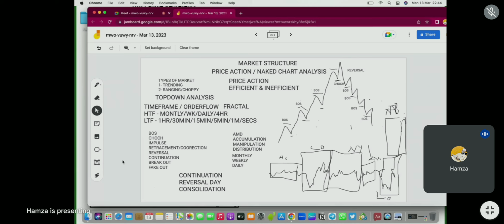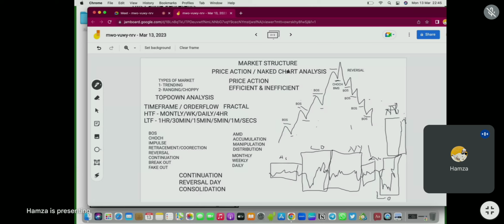Some call it BMS. Some call it SMS, shift in market structure. That's why I said language is a big problem in this industry. So you have to be very careful. So yeah, some call it CHoCH, some call it BMS. So we now have a different phase again. So from bullish trend, we now have a bearish trend.